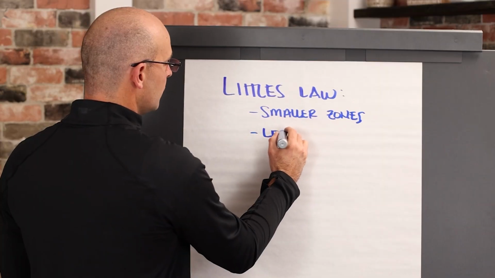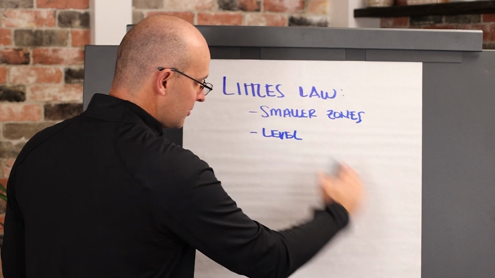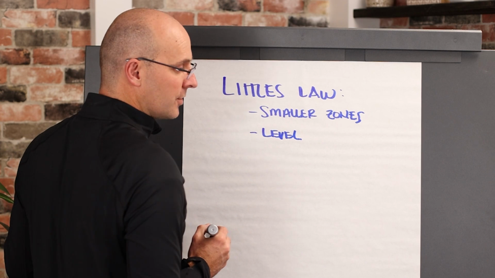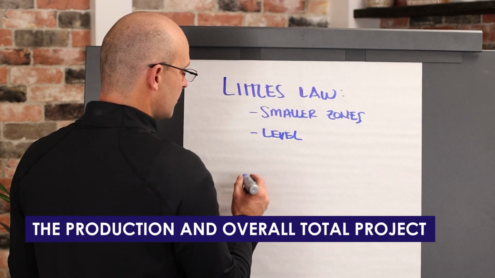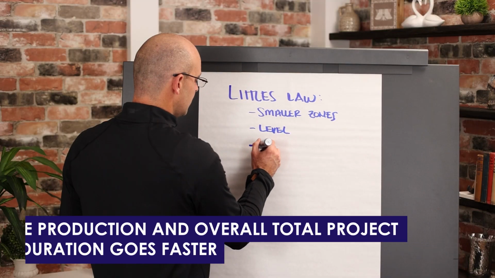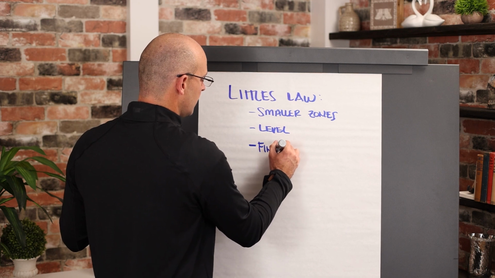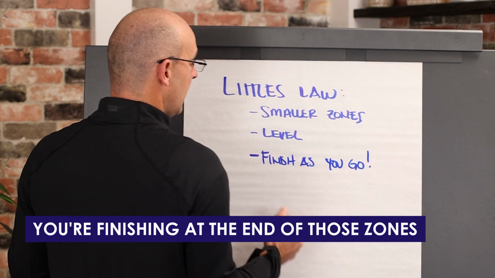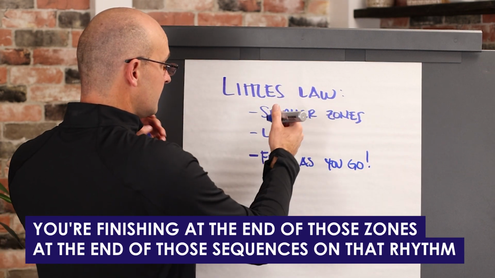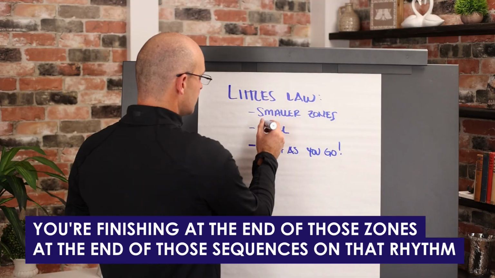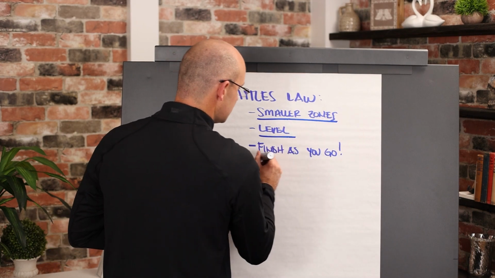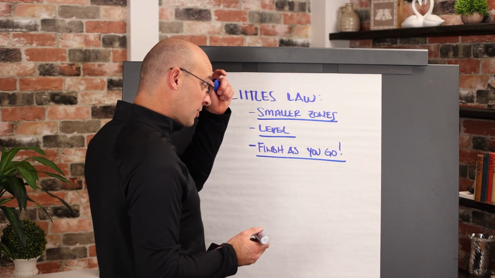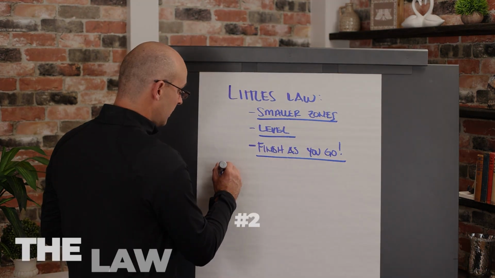If you level work, remember when I showed you that takt puts work in a leveled rhythm? When you level work, your production and your overall total project duration goes faster. The other thing is when you finish as you go. So when you finish as you go, that means you're finishing at the end of those zones, at the end of those sequences on that rhythm. So takt does this, it does this, it does this, and all of those are proven to make projects go faster. Second one, the law of bottlenecks.